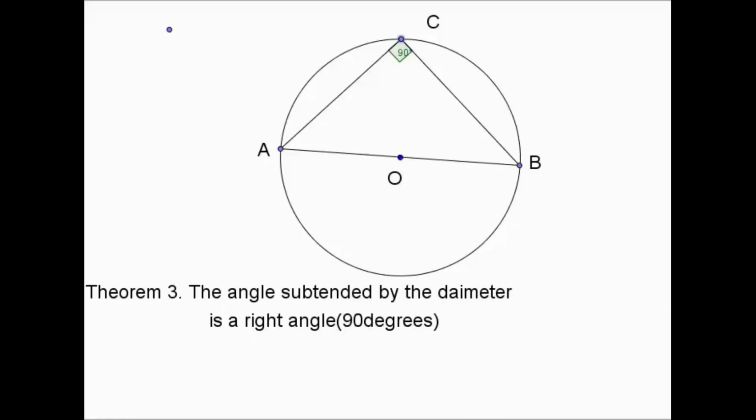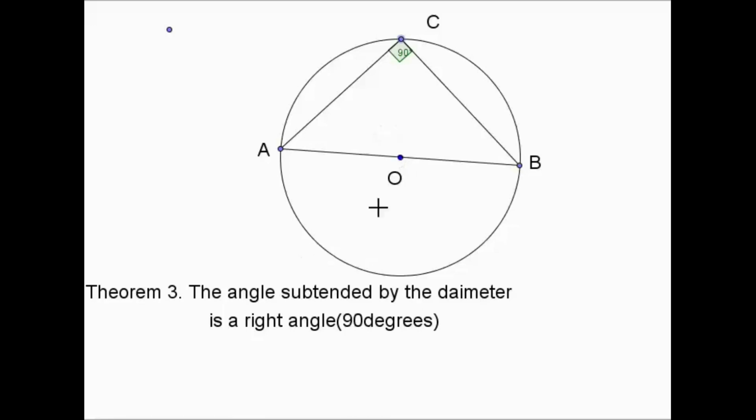We are going to look at circle theorem number 3, which states the angle subtended by the diameter is a right angle, or 90 degrees. In this case, our diameter is the diameter AB, which is a straight line running from one point to another point on the circumference through the center of the circle.